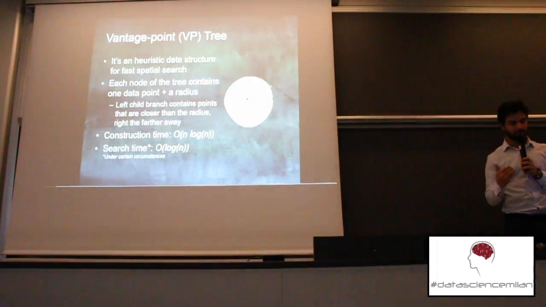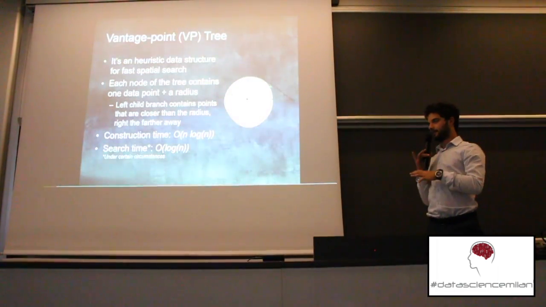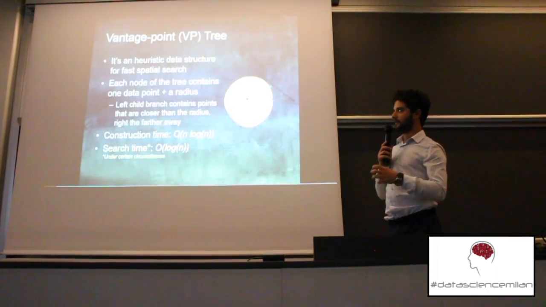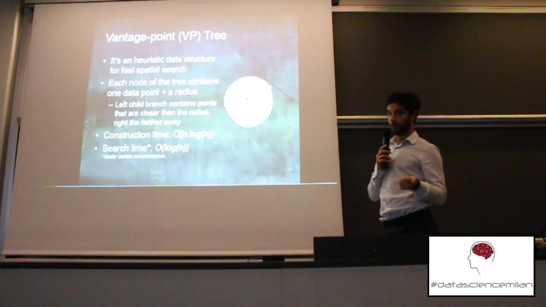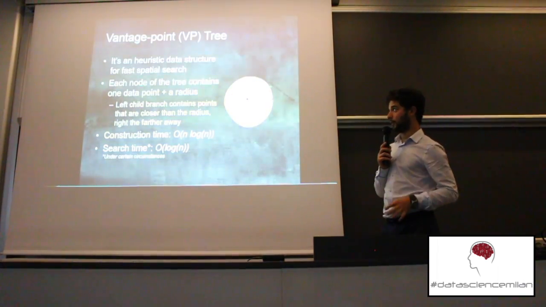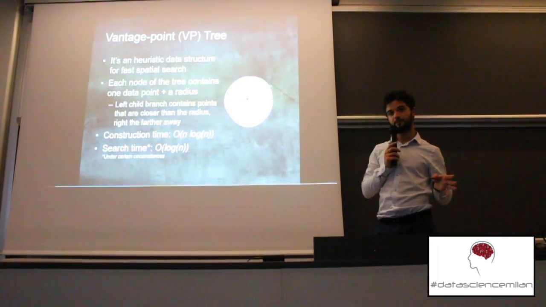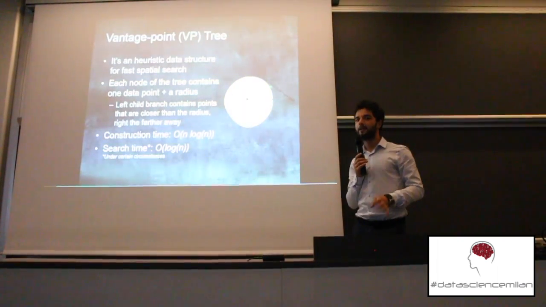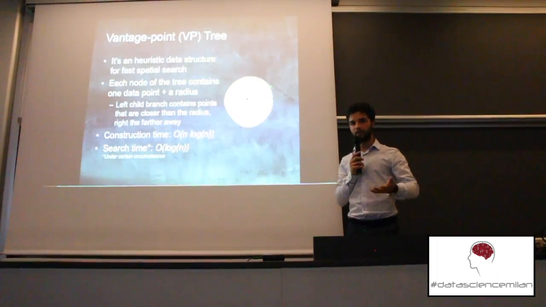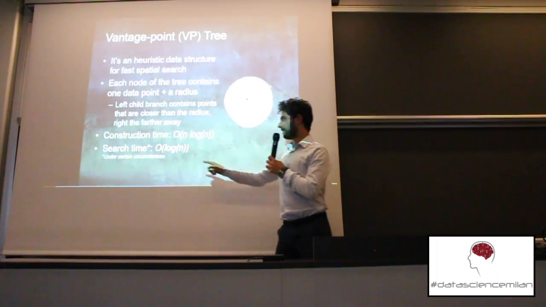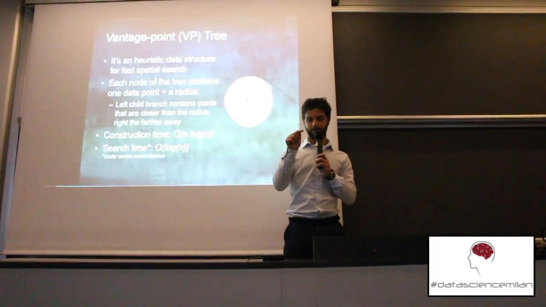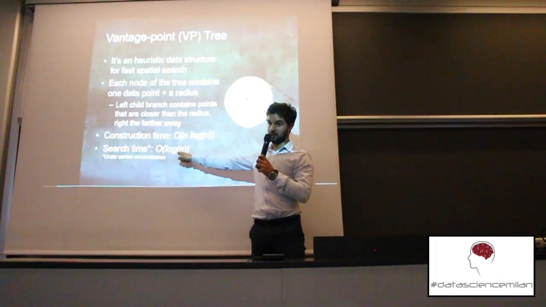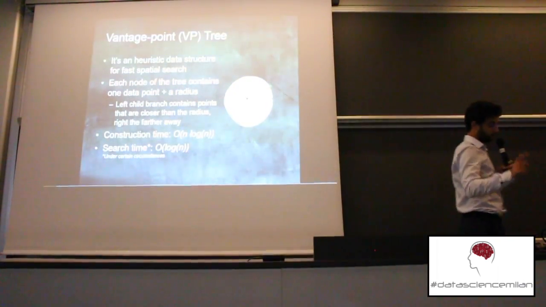VP3, which is vantage point tree, is a tree data structure. It's heuristic, first of all, and it's very good for fast spatial search. You take all the points, and then you build the data structure. After you build it, you can say, okay, now I give you the entry point, I give you a radius, give me all the neighbors. And this happens in logarithmic time. It's very good, check it out.